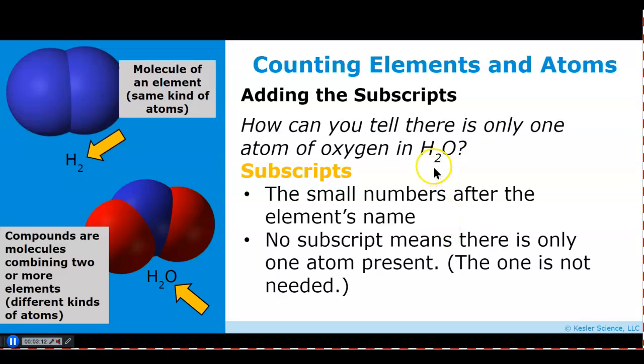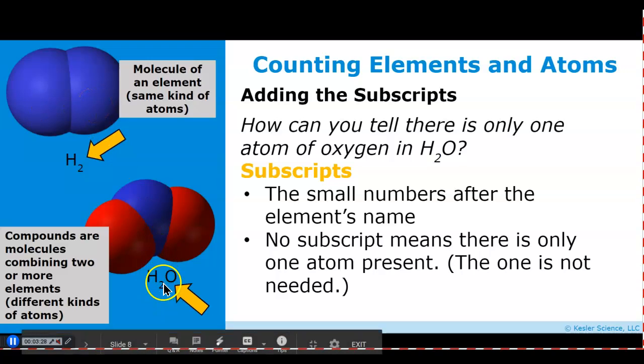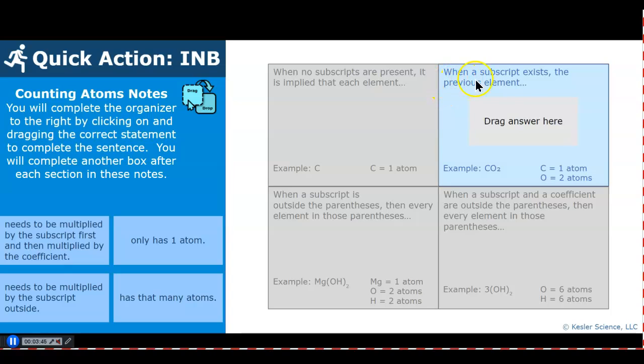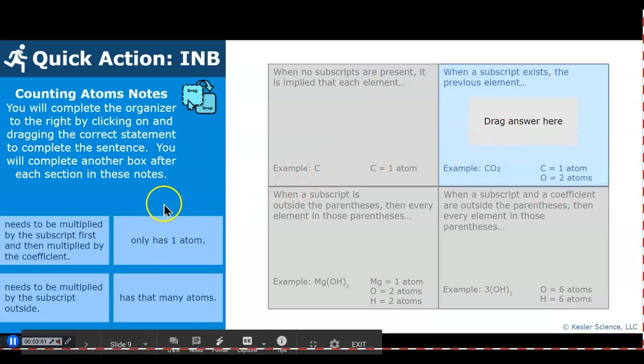So we start adding subscripts. This is how we know how many atoms of a particular element are in a molecule. So here we have the 2, and so that tells us there are 2 atoms of hydrogen. This 2 here also tells us there's 2 atoms of hydrogen, but because there's no number here, that means there's only 1. Now you're going to find the correct box and drag it here when a subscript exists, the previous element, find the correct answer and drag the box here.